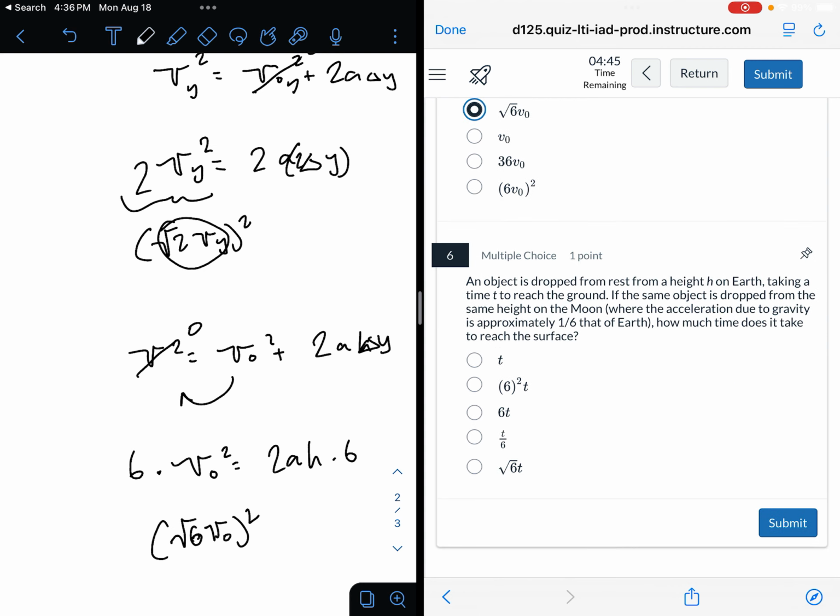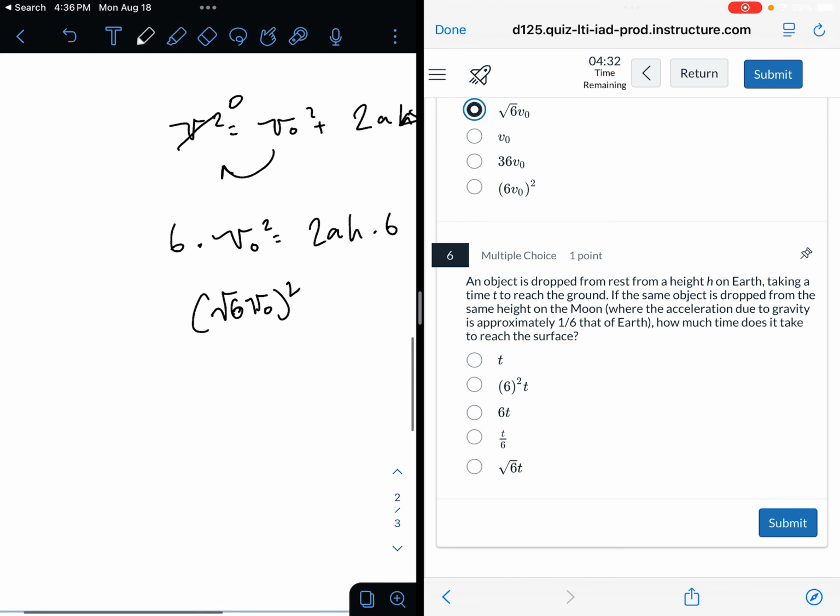All right, now last problem. Object is dropped from rest, and it takes a time t. The same object is dropped from the same height on the moon. The acceleration is 1/6 as much. How much time would it take to reach the surface? So the changing variables are the acceleration due to gravity, and the time. Obviously, I hope by me saying that you don't think those are the only two changing variables. The other changing variable will be the final velocity of the block, but it's not asking about that. So I'm looking at a and t.